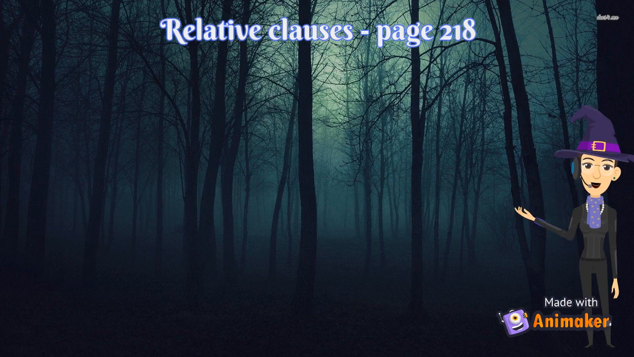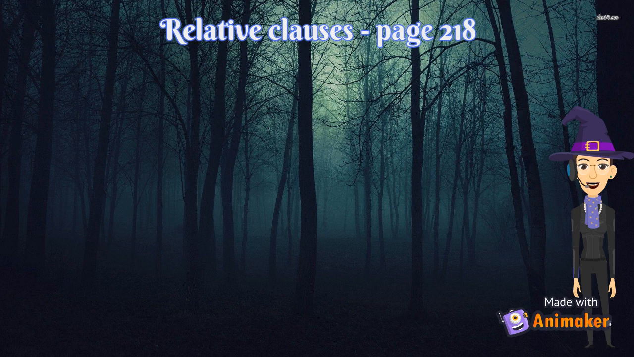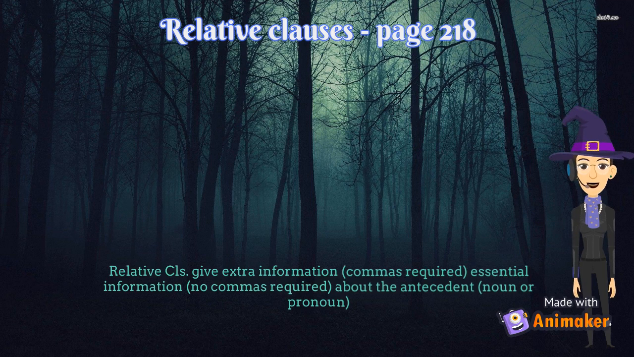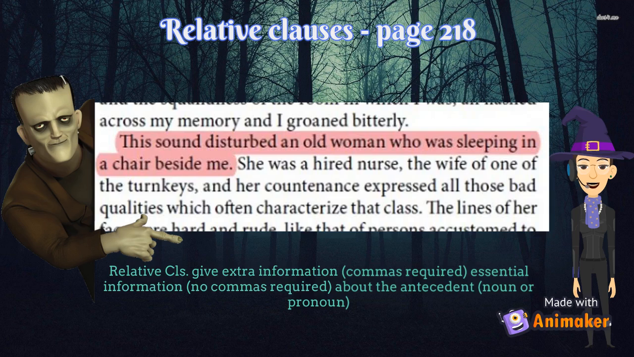The second part of this video is about relative clauses. Let's remember that relative clauses post-modify an antecedent, which can be a noun or a pronoun. This means that relative clauses give essential or extra information about the antecedent. Let's check this example. This sound disturbed an old woman who was sleeping in a chair beside me.